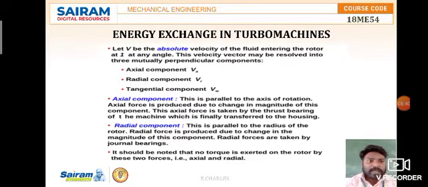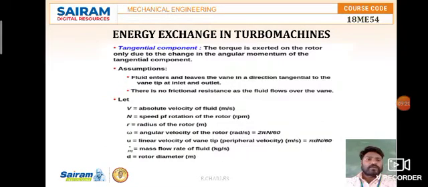The radial component is parallel to the radius of the rotor. The radial component is produced due to change in the magnitude of this component. Radial forces are taken by journal bearings. Earlier I said that for the thrust bearing, the axial component force is taken, and here, because of the journal bearings, the radial forces are taken. It should be noted that no torque is exerted on the rotor by these two forces, axial and radial, because torque is zero for the axial and radial components. Make note of this.